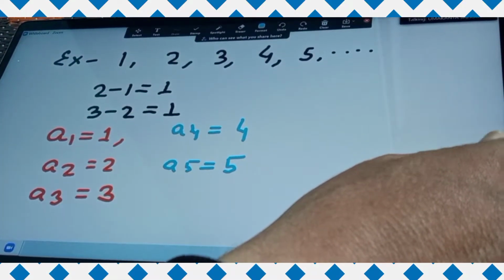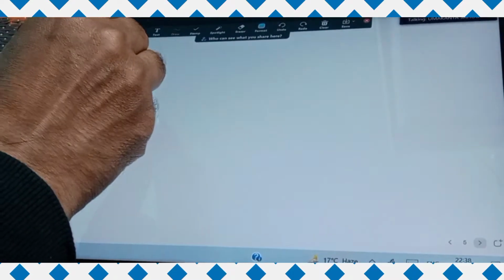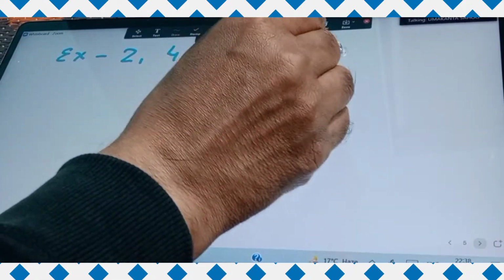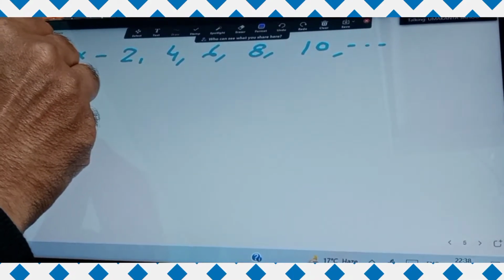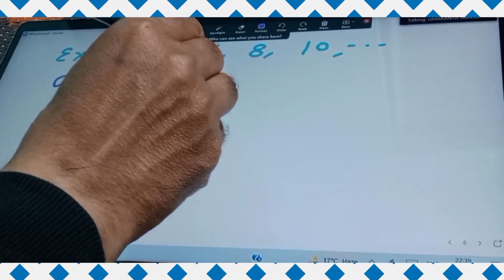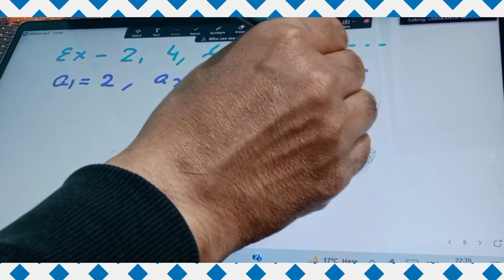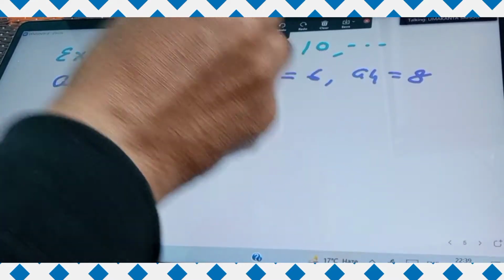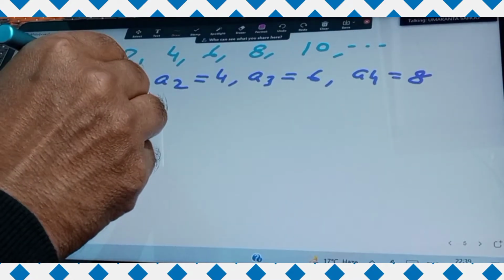Understand? Similarly, another sequence we can write is the set of even numbers 2, 4, 6, 8, 10, etc. Here the first term a1 is equal to 2, the second term a2 is equal to 4, the third term a3 is equal to 6, and the fourth term a4 is equal to 8. And if you find the difference between the terms, a2 minus a1, you can see 4 minus 2 is 2.